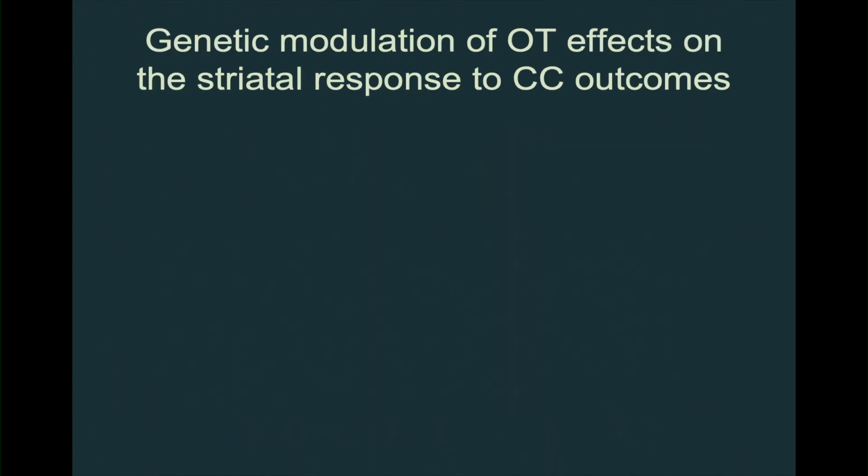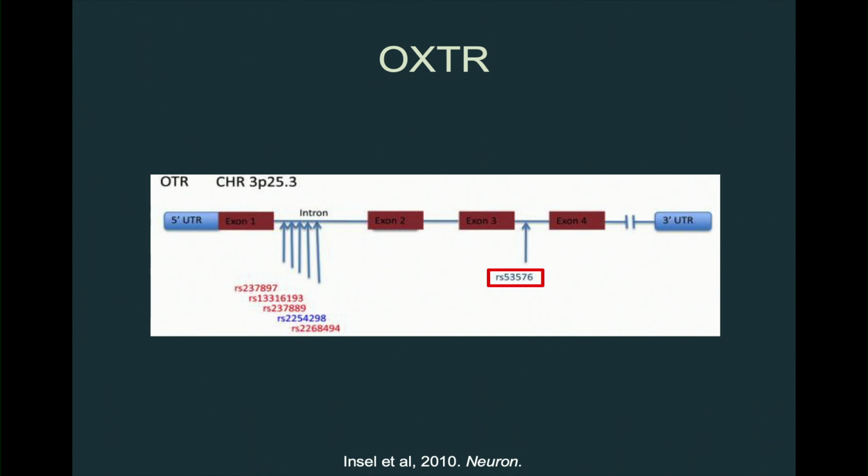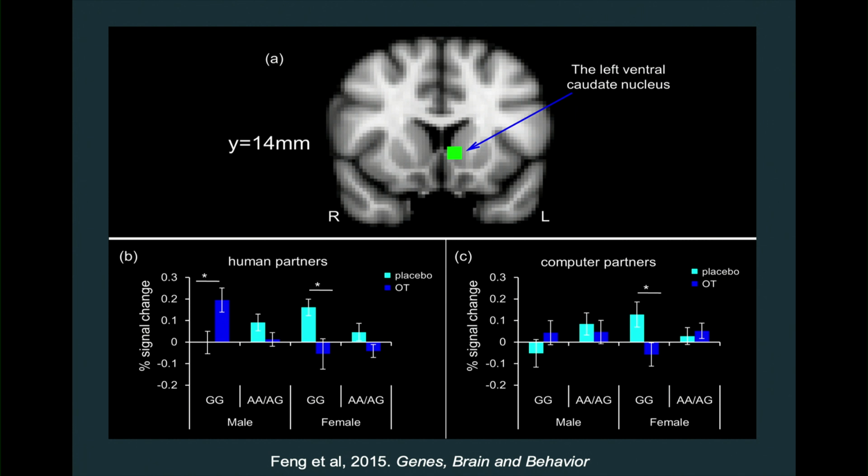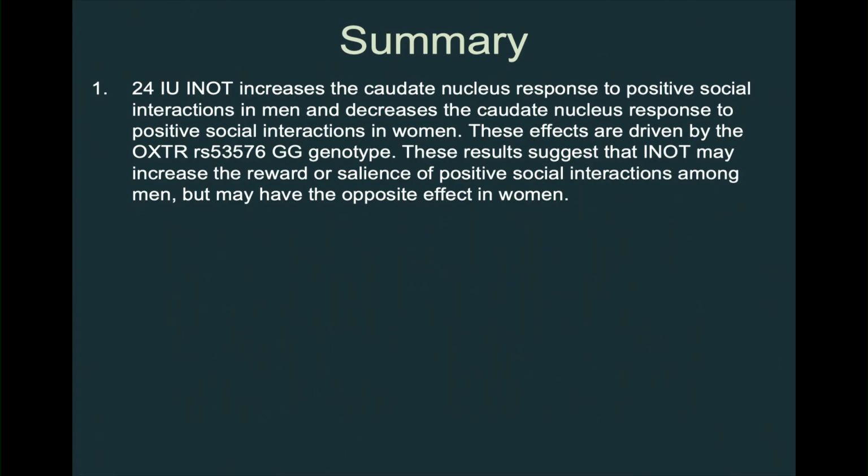We've also identified a SNP in the gene that codes for the oxytocin receptor that modulates these effects. This is RS53576, which is in the third intron of the oxytocin receptor gene. And we've been able to show that the results that I just showed you are really driven by a particular genotype at that SNP. So individuals who have the GG genotype here have the same pattern I was just talking about, whereas the A allele carriers don't have that pattern. Okay, and then I'm going to skip this.